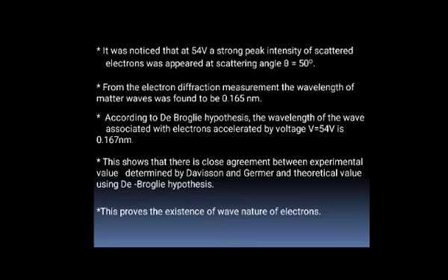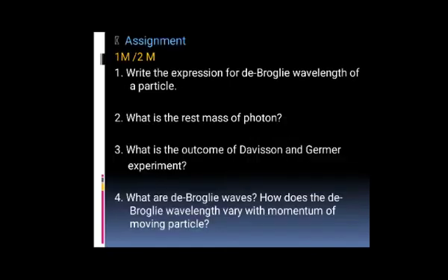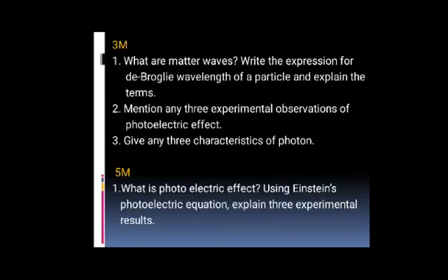So, the particle nature as well as the wave nature of electrons we have learnt in this chapter. That's why the name dual nature of radiation and matter. Based on this, there are some questions. Try to write answers for these questions.